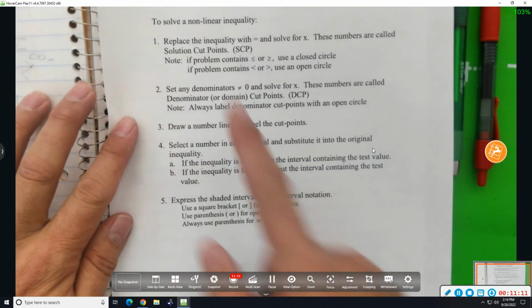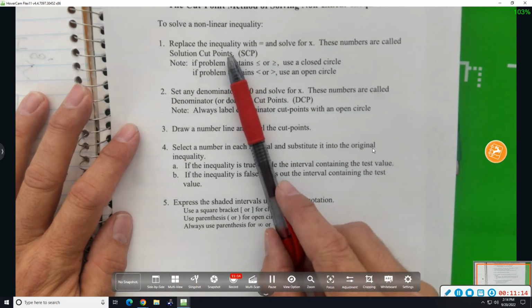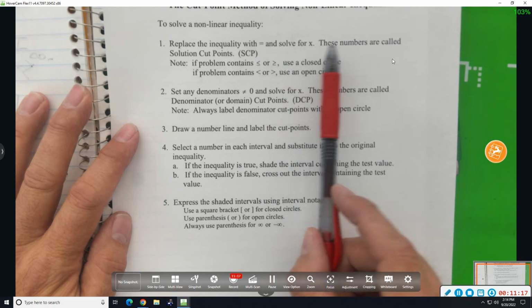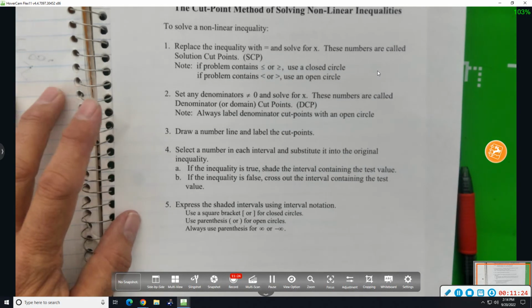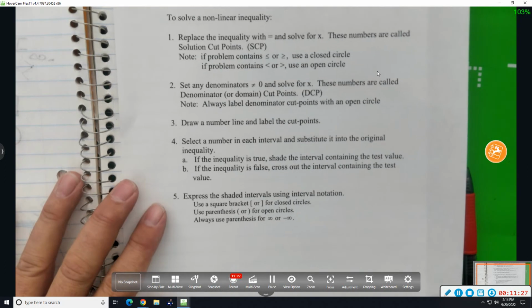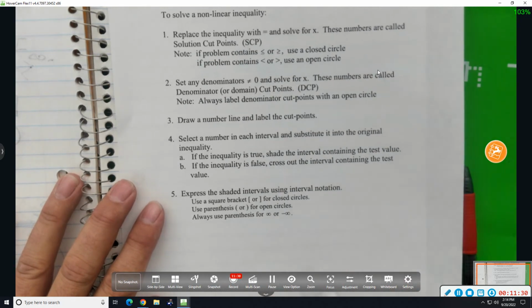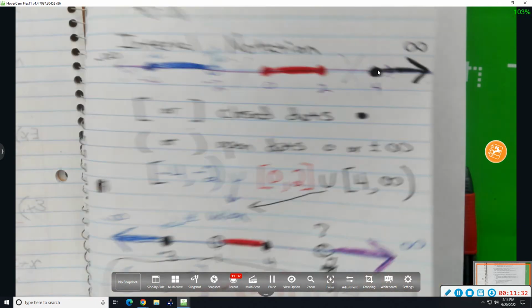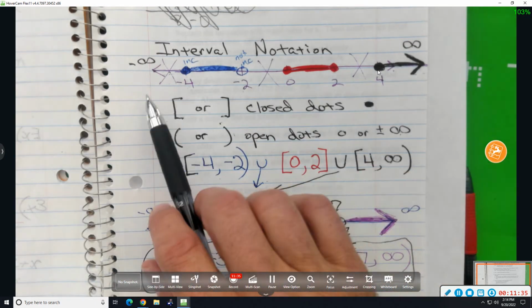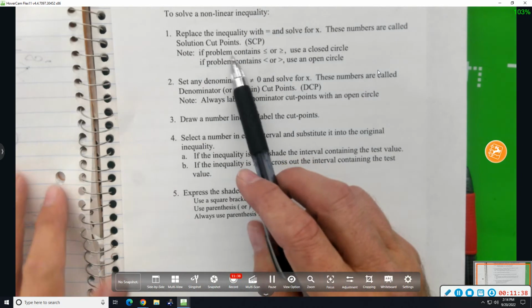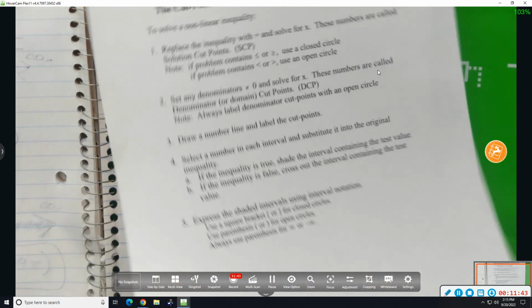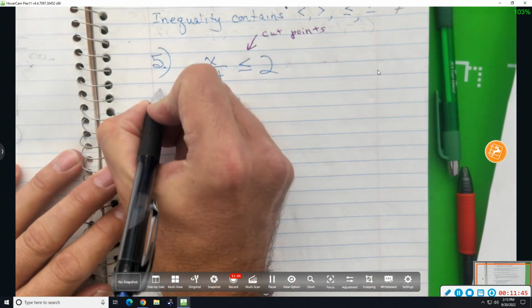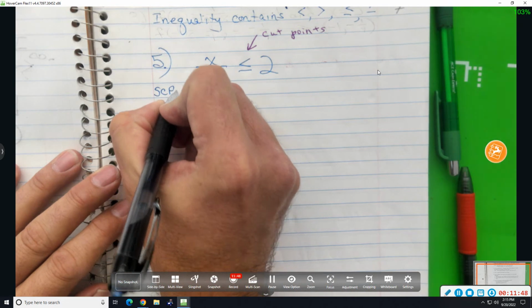Let's read step 1. Replace the inequality with an equal sign and solve for x. And we'll call these numbers solution cut points, for no reason other than I like to give them names. If you want to just say the cut points from step 1, okay. And we're going to eventually label those numbers on a number line. Remember, we're going to get something like this with open and closed circles. And I'll tell you here with the note how to decide between an open and closed circle. But let's first of all do step 1. We're finding what's called the solution cut points.